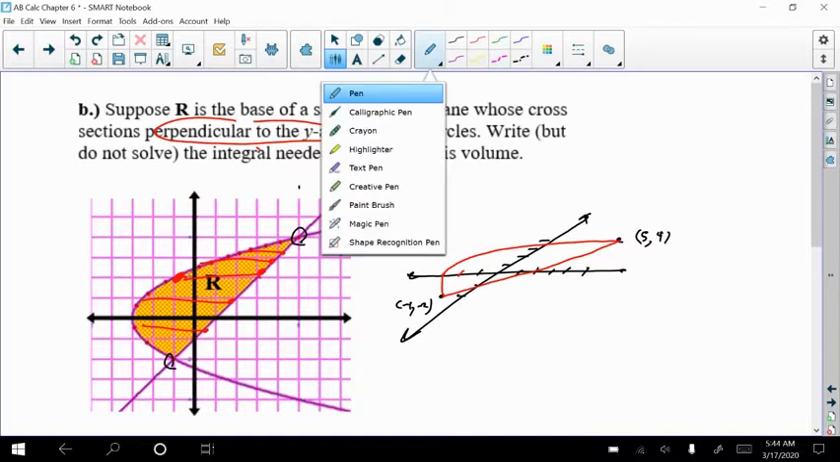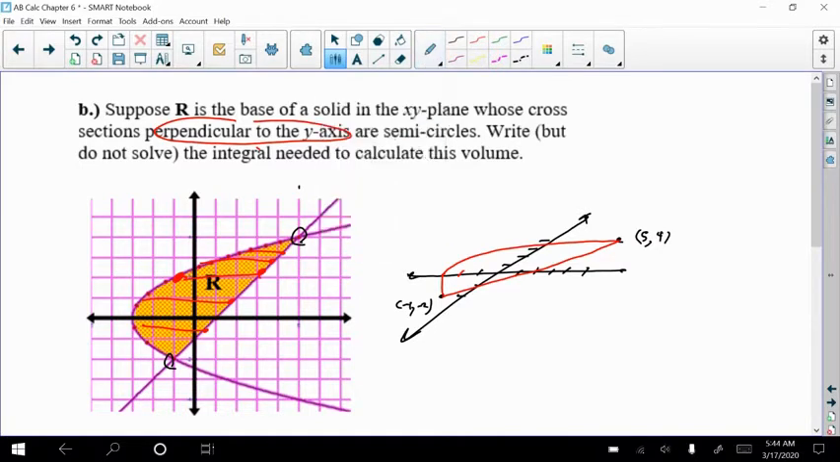I just had a thought here. What if I go to this crayon? I know it sounds silly, but if I go to the crayon, I don't know why this makes me kind of think, okay, so here's the base. Yeah, that's fun. Just having so much fun today. So there's the base of our solid. So then we go back to our pen.